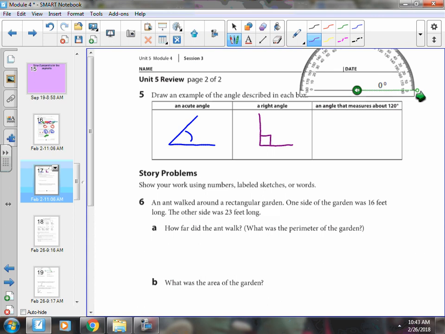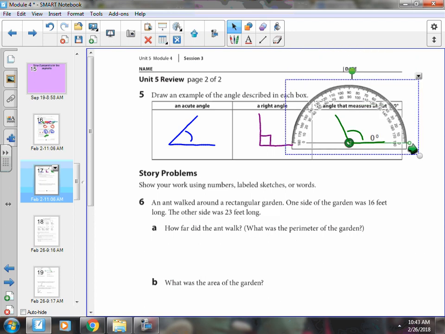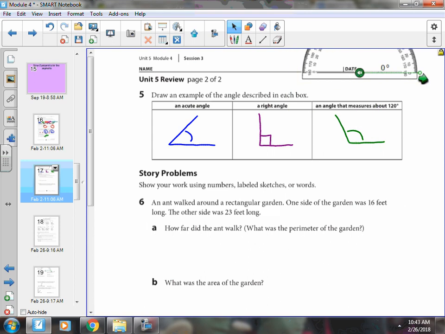And finally, it says an angle that measures about 120. You could totally sketch it, right? I know what 90 is. I know what 180 is. So I bet 120 would be about there, right? A little bit more than 90. If you had a protractor, you could totally measure it as well. But because it says about 120, I think that they would be okay with a sketch.